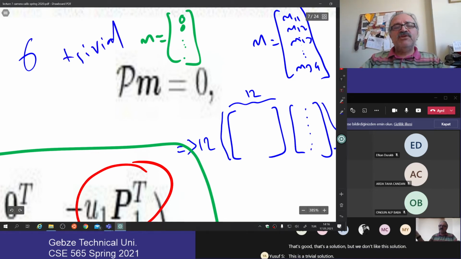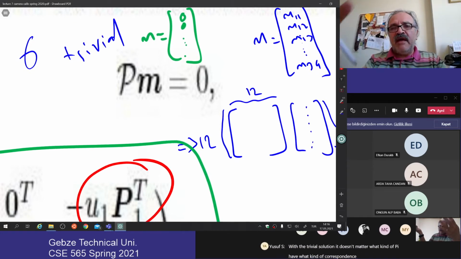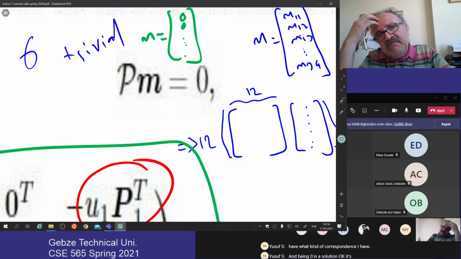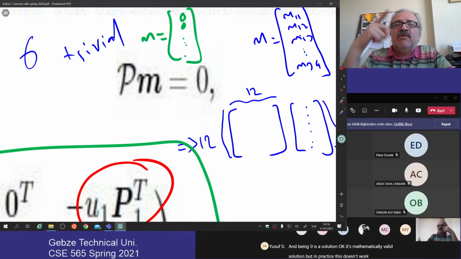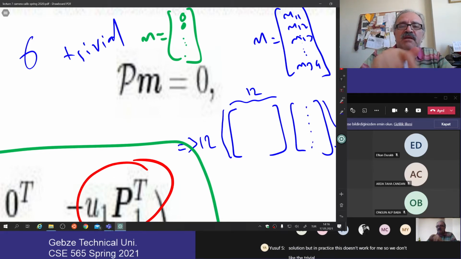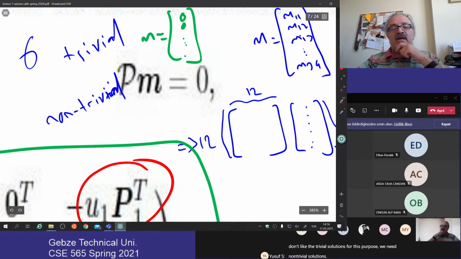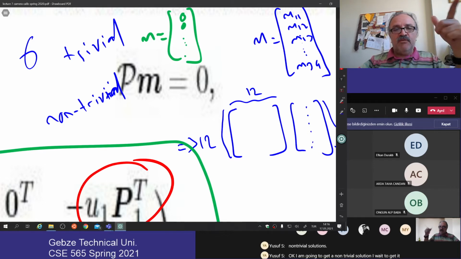With the trivial solution, it doesn't matter what kind of P I have, what kind of correspondence I have. M being 0 is a solution. It's a mathematically valid solution, but in practice, this doesn't work for me. So we don't like the trivial solutions for this purpose. We need non-trivial solutions. I'm going to get a non-trivial solution. I need to find it.